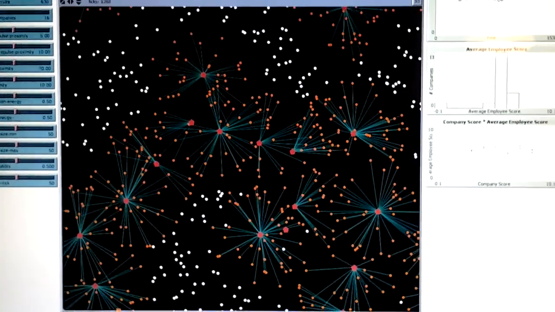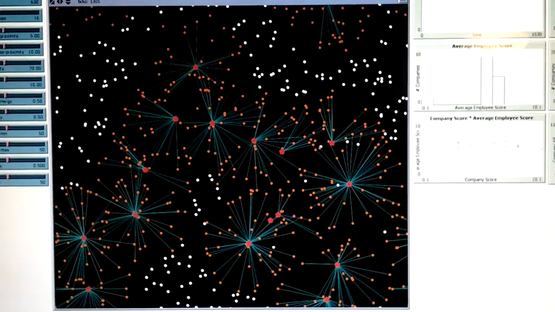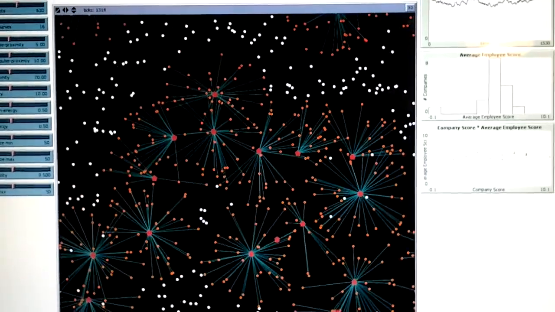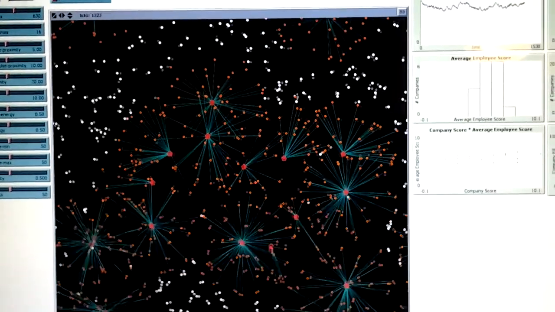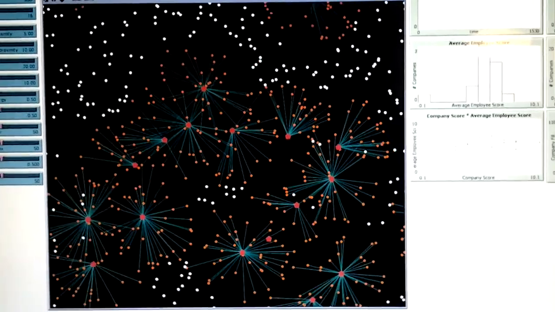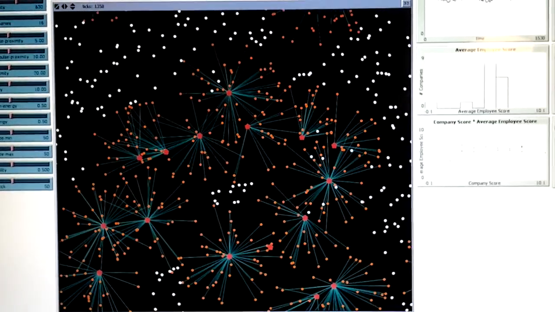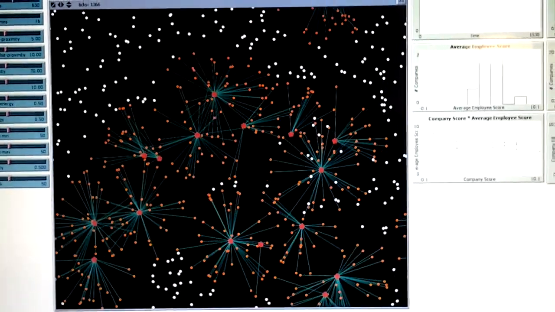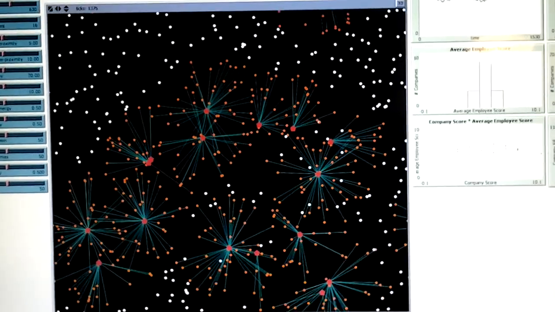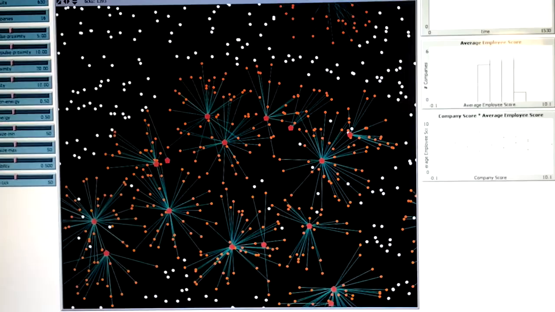The model has very simple rules. Companies hire the best unemployed recruit in the hiring window. The companies move toward the best recruits in their proximity window, and they move away from other companies if they are too close. Recruits, on the other hand, move toward the best company in the proximity window, move away from other recruits if they're too close, and accept the best job offer that they receive.